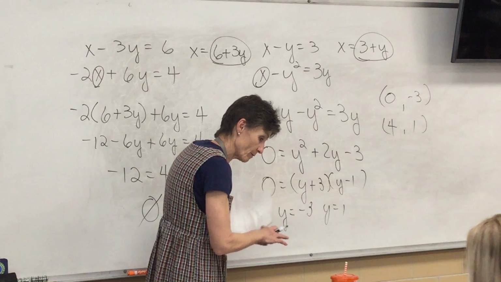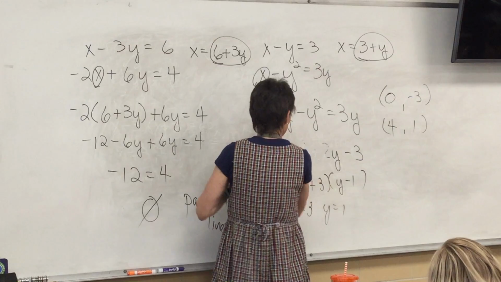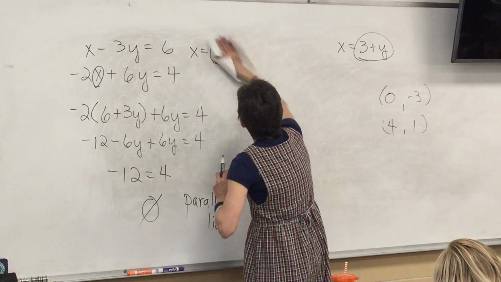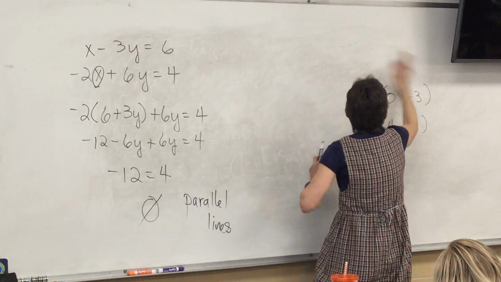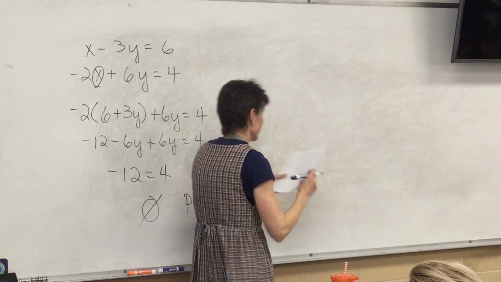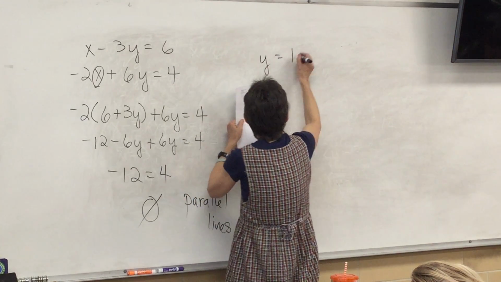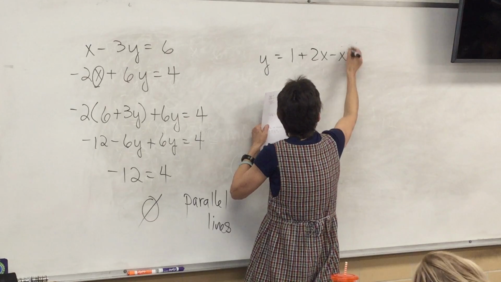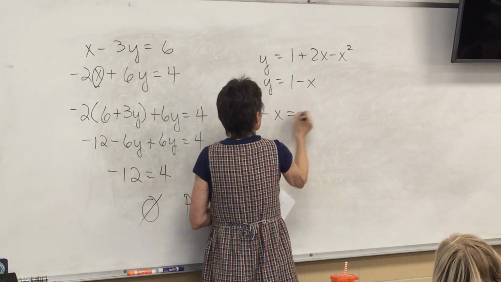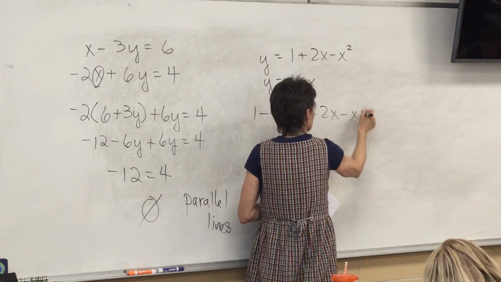All right, one more of those, and then we'll do some elimination. All right, so it looks like this one is already set up for substitution. Would you agree? So can I just say 1 minus x equals 1 plus 2x minus x squared?